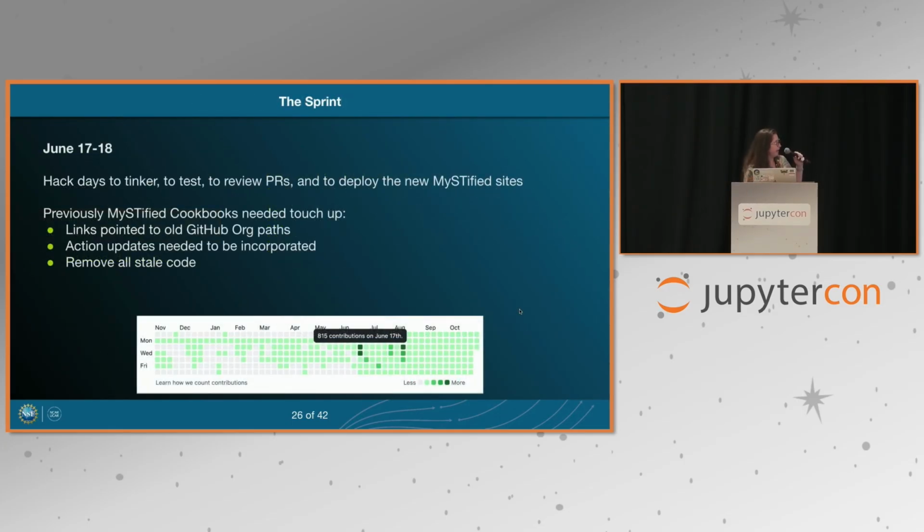So we had a sprint day, and we had a lot of great people involved in coming together to pull the lever on the same day. Basically, we're opening a lot of pull requests. We want them to be reviewed. Please clear your calendar. And even old cookbooks that we had already mystified still needed to be touched up because they were pointing to action paths that were in the sandbox organization.